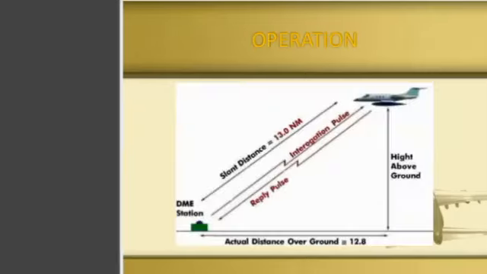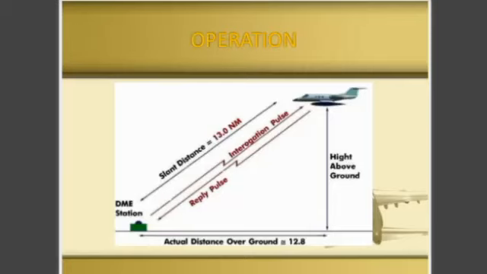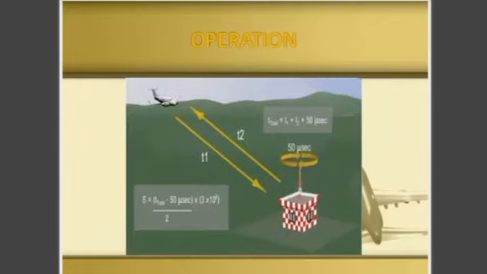So the distance between the aircraft and the ground station we can calculate using the equation S equals (T travel minus 50 microseconds), which is the total time of travel, into 3 into 10 raised to 8, which is the velocity of the EM wave, divided by 2. Once again, the distance between the ground station and the aircraft is given by the equation S equals (T travel minus 50 microseconds) into 3 into 10 raised to 8, all divided by 2.